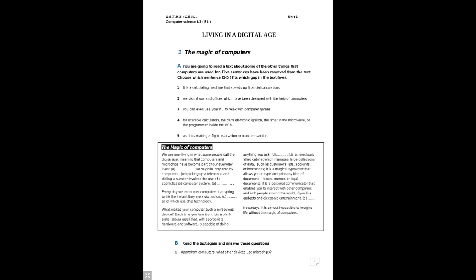The next one, who would like to read it? Miss, the next one is number one. It is a calculating machine that speeds up financial calculations. It is a calculator. So you say D goes with one. Yes. Okay. It is an electronic filing cabinet which manages large collections of data such as customers' lists, accounts, or inventories in the medical sector.